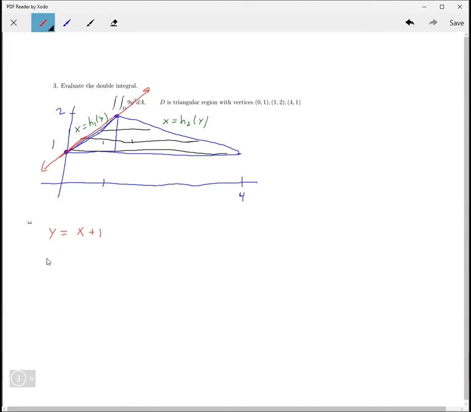So that one, when we flip it around, we get x equals y minus 1. So that will be our h1 of x. When we set the integral up, our lower limit is going to be y minus 1. Wait, we're going to do dx first, and then dy. And then our upper limit, we'll get it from here.